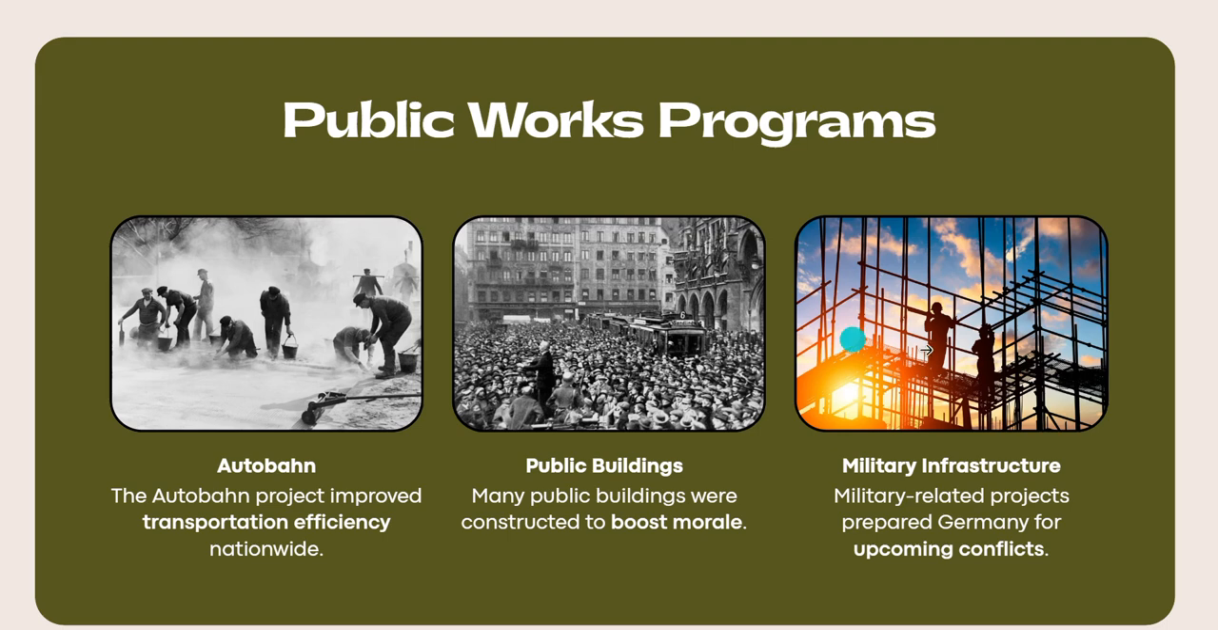Then he also tried to make public work programs, like the construction of the autobahn, meaning the highway system, as well as public buildings and infrastructure. He tried to restore German public buildings and infrastructure and build military-related factories which could produce a lot of guns, arms, and weapons. These projects helped reduce unemployment and boosted industrial growth in Germany.